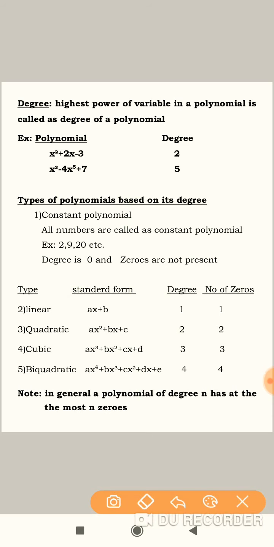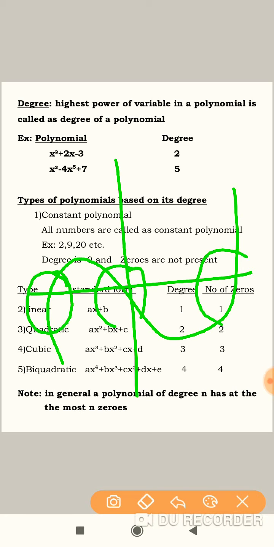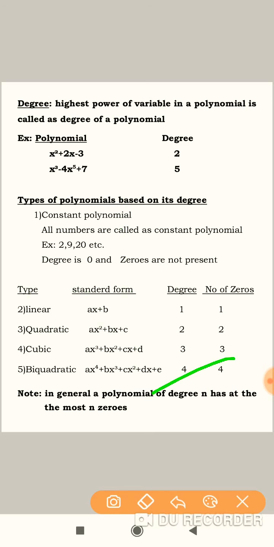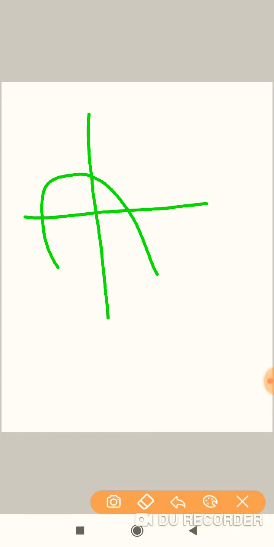Then the cubic polynomial graph in a Cartesian plane looks like this, which is called a cubic curve. It can have at most 3 zeros, one here, one here and one here. It depends on how many times the curve intersects the x-axis. Suppose your graph is like this, how many zeros can it have? It is an inverted parabola, so you can have 2 zeros.